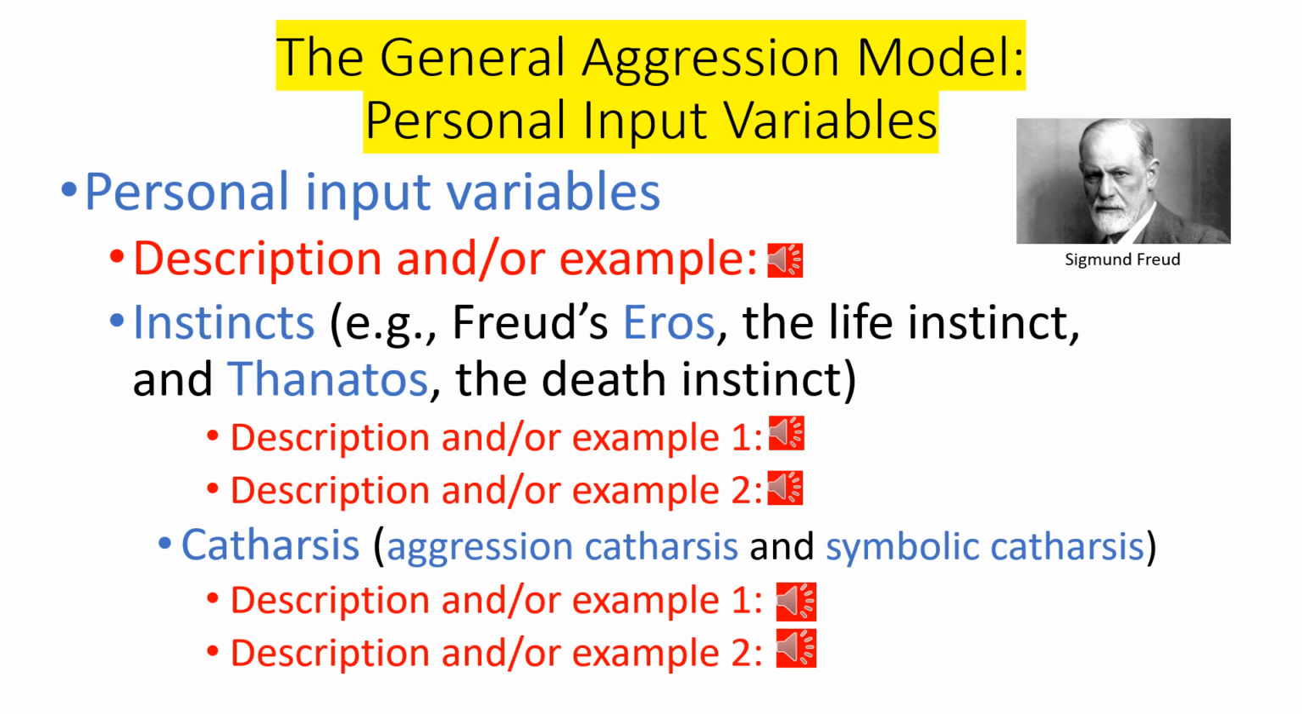Our second type of catharsis, symbolic catharsis, this is the reduction of aggression by watching the violent actions of others. So rather than getting rid of or siphoning off or reducing my aggressive urges through my own actions, I can also accomplish this by watching other people act aggressively.